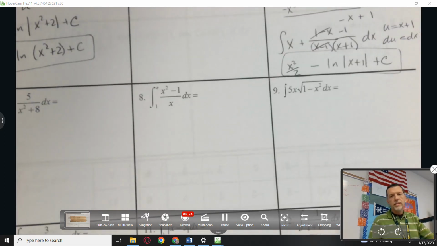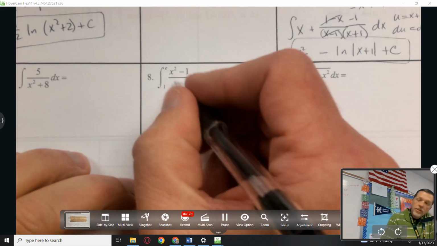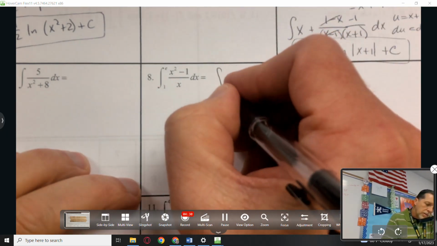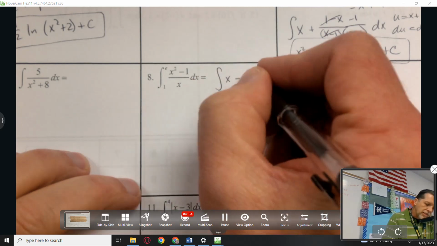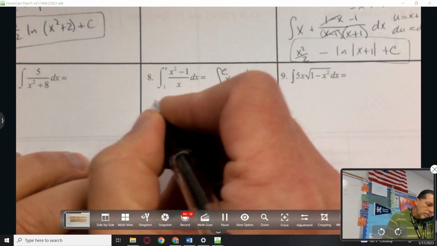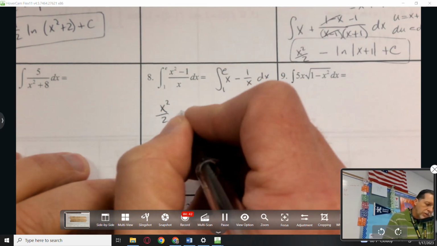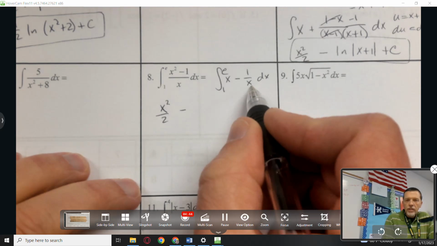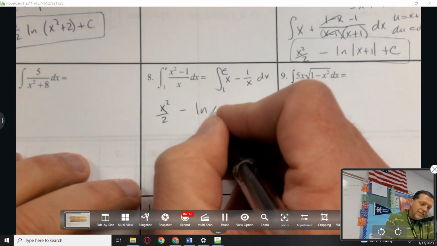Number 8, top power is bigger than the bottom power. Got to divide, although this is an easier divide problem because I can just do x squared over x is x. 1 over x I'll just leave as 1 over x. So now I can integrate those. x squared over 2. Antiderivative of 1 over x is natural log of x. You just got to know that.